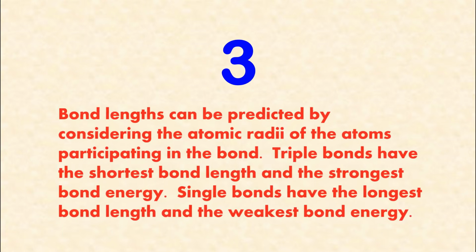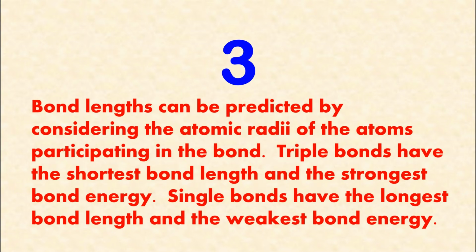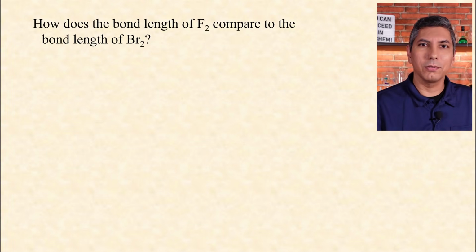Number 3. Bond lengths can be predicted by considering the atomic radii of the atoms participating in the bond. Triple bonds have the shortest bond length and the strongest bond energy. Single bonds have the longest bond lengths and the weakest bond energy. Let's compare the bond length of F2 and Br2.